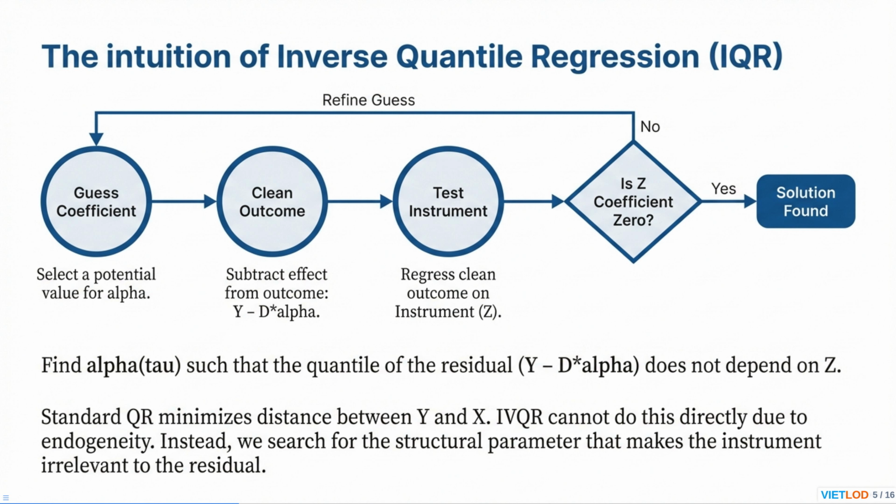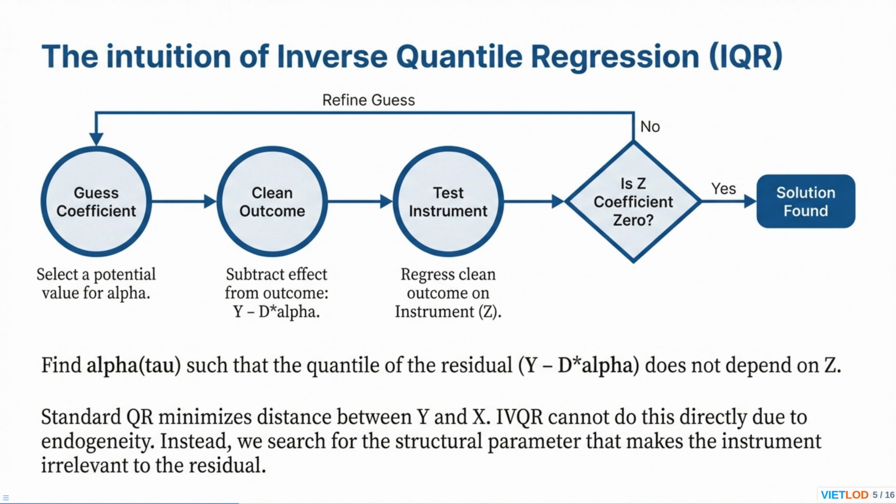First, we select a potential value, or a guess, for our structural parameter alpha. Second, we clean the outcome by subtracting this guessed effect from y. Third, we test our instrument by regressing this cleaned outcome on z. Finally, we ask, is the coefficient of z 0? If not, we refine our guess and repeat the process. If it is 0, we have found our solution.